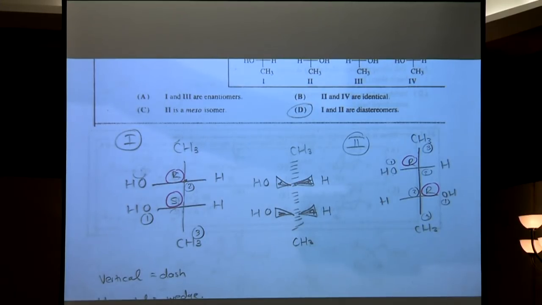A meso compound is when you can draw a line of symmetry through the compound, and then both halves are the same thing. I don't know if you guys remember that. But it's usually 2 chiral centers or more, and if you can draw a line of symmetry and they're both the same, then it's a meso compound. Usually achiral as well. Yep. Any other questions? Yeah.